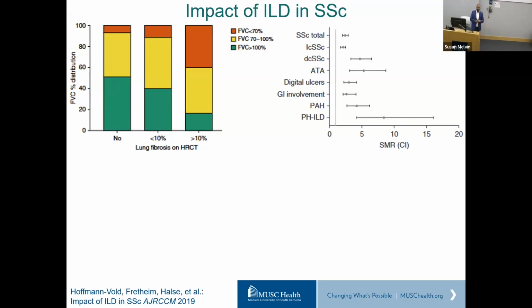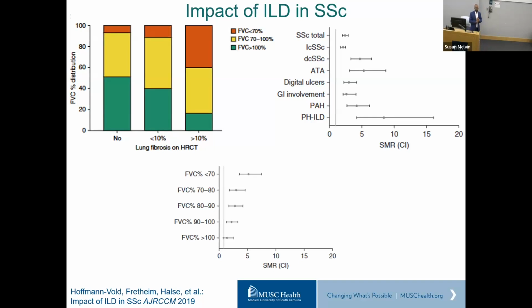How does it matter when it comes to survival? This is a graph showing the impact of each of the features that you can clinically discern within systemic sclerosis. What you're seeing on the x-axis is SMR, standardized mortality ratio. You can see there is a wide confidence interval with PH-ILD, but that's one of the highest risk factors when you have both of those things together, pulmonary hypertension and ILD.